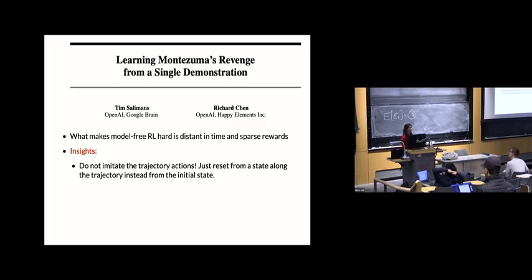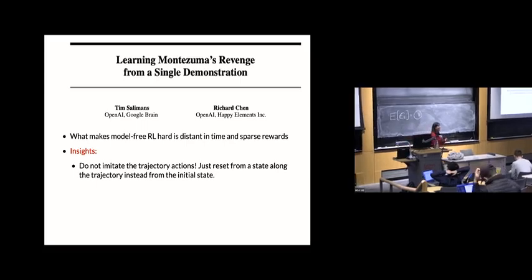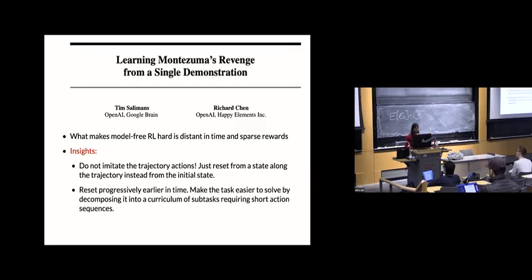The second insight is do not imitate actions. It's not useful to be imitating actions. You help yourself by resetting on the right state on the trajectory. Okay, it's all about the states on the trajectory. So I'll show you what I mean. First you'll reset to the end of the demonstration and solve the problem. And because you reset close to the end, the reward is not far away anymore.